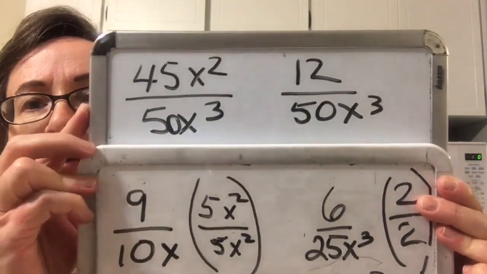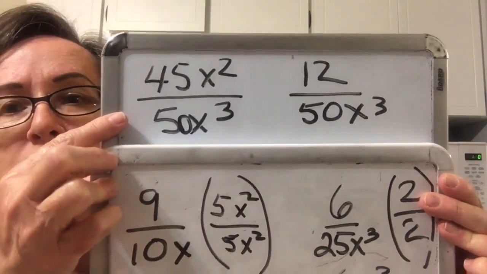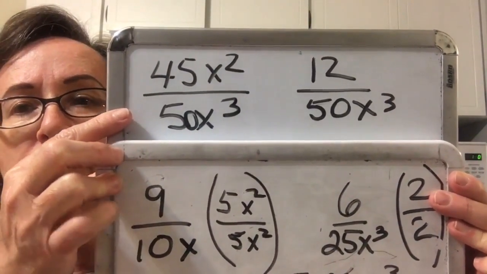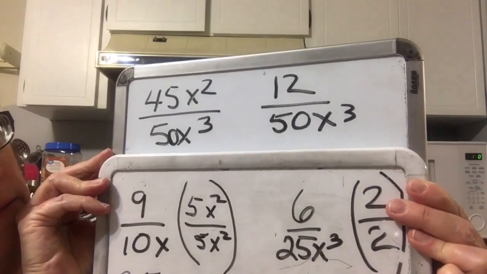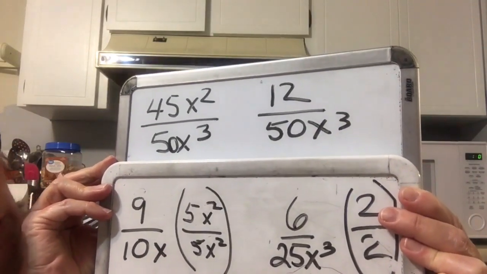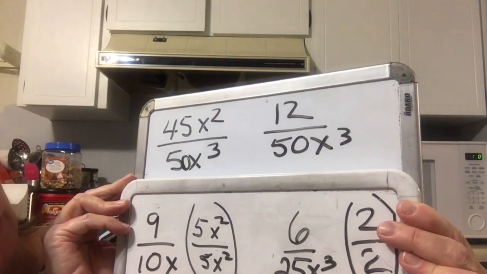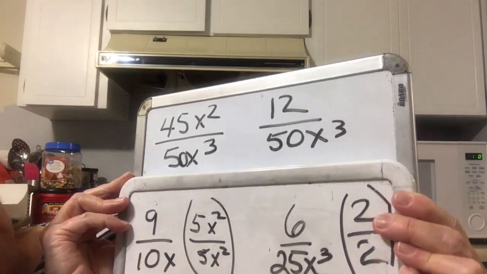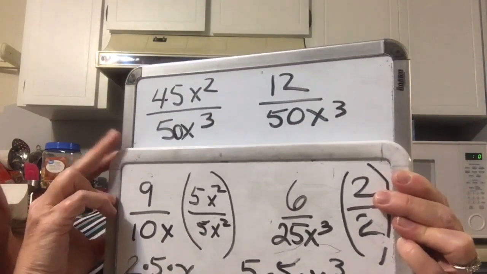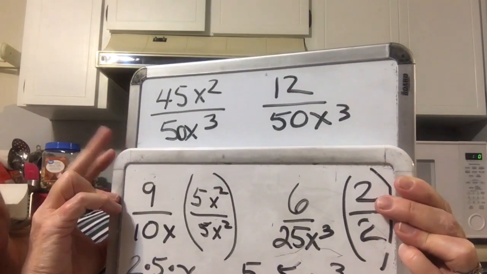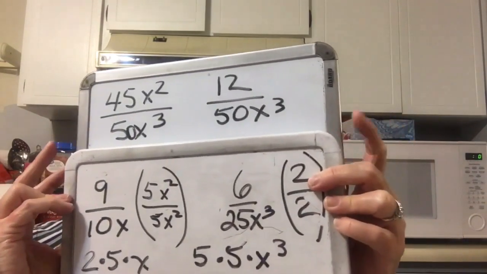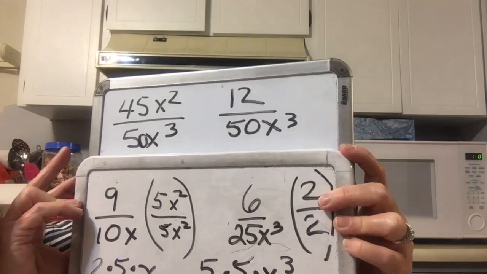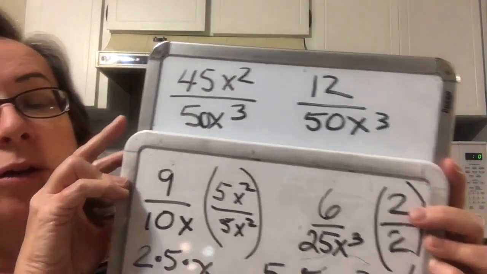Okay, so can you see how this one would reduce to 9 over, hold on, let's see. Yeah, 9 over 10x. This one would reduce to 9 over 10x. And the other one over here would reduce to 6 over 25x cubed.